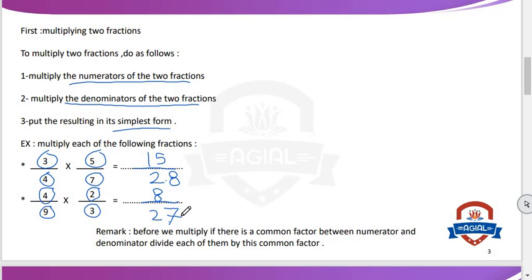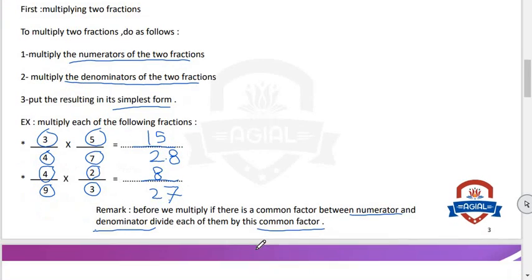But we have some remarks. Before we multiply, if there is a common factor between numerator and denominator, divide each of them by this common factor. Okay? Before you multiply, if you have a common factor between numerator and denominator, divide each of them by this common factor and then multiply their numerators and multiply their denominators.